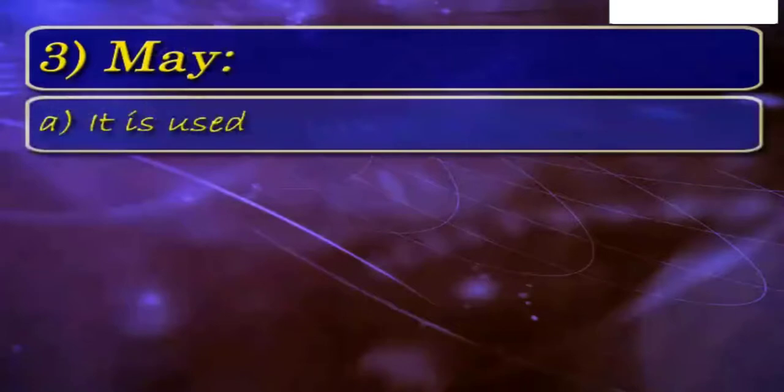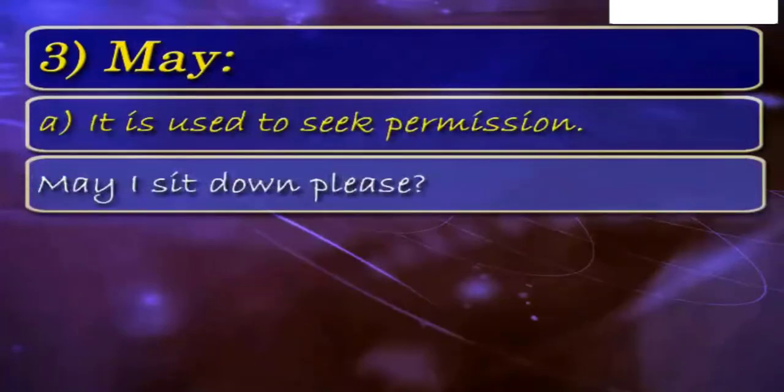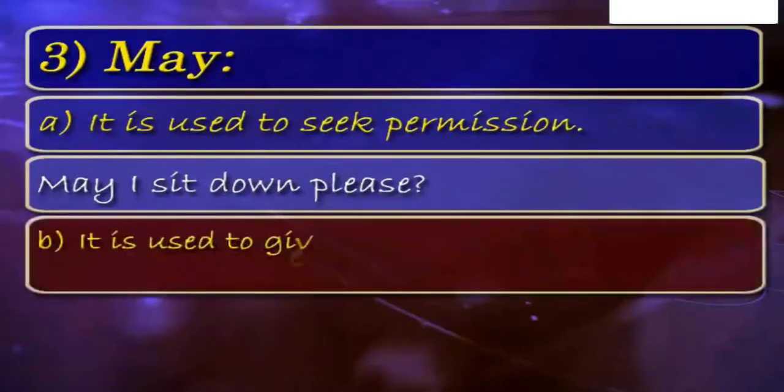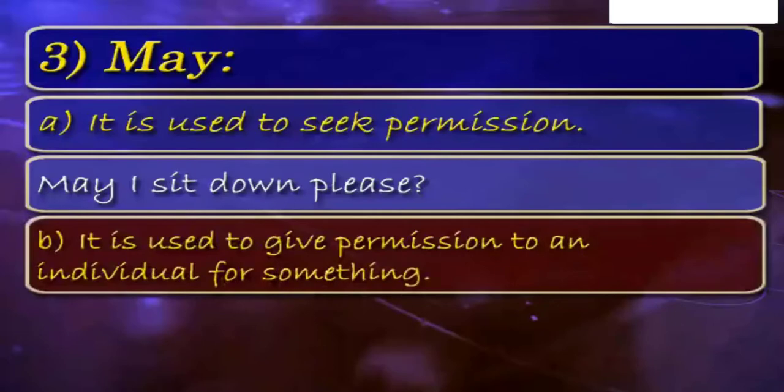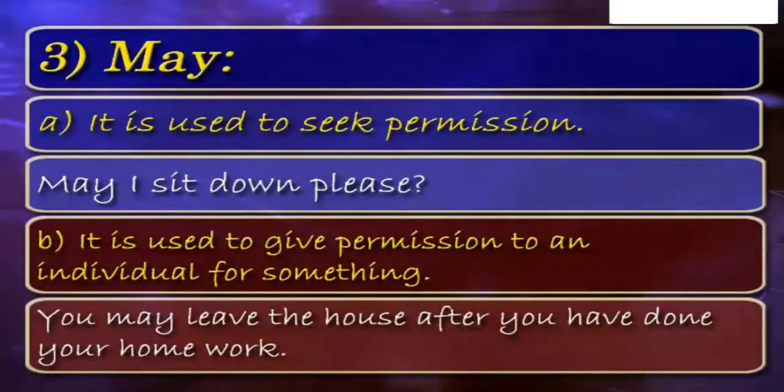Third type of helping modal verb is may. A. It is used to seek permission. May I sit down, please? Here, may is used in the sentence to seek permission to sit down. B. It is used to give permission to an individual for something. You may leave the house after you have done your homework. Here, may is used to give permission to me to leave my house after I have done my homework.